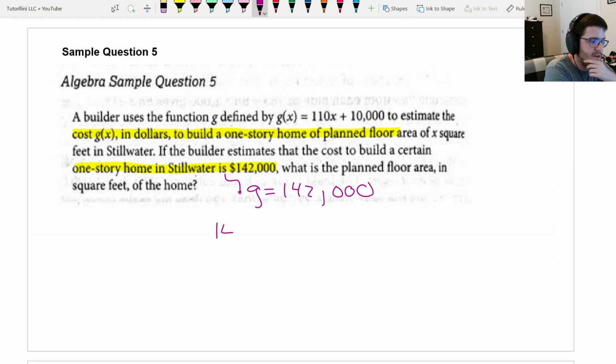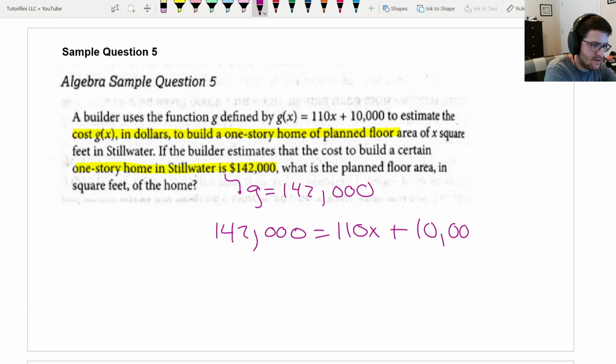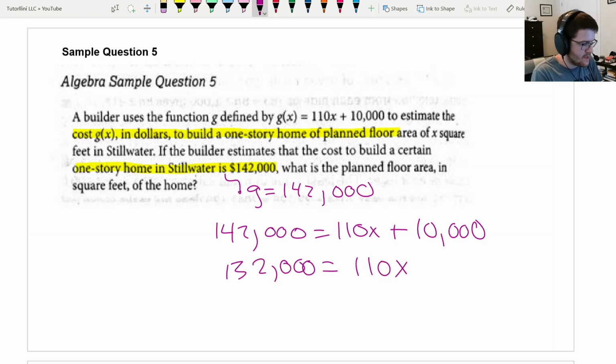So let's plug that in. 142,000 equals 110x plus 10,000. And we'll subtract 10,000 from both sides. That's 132,000 equals 110x. And we're going to divide both sides by 110. And we should get x is 1200.